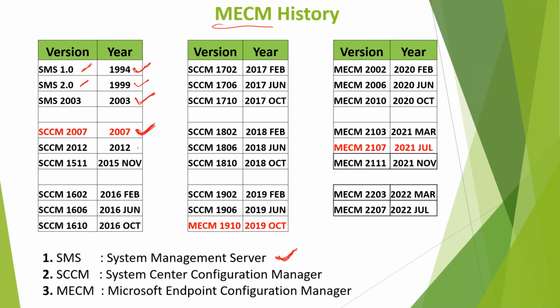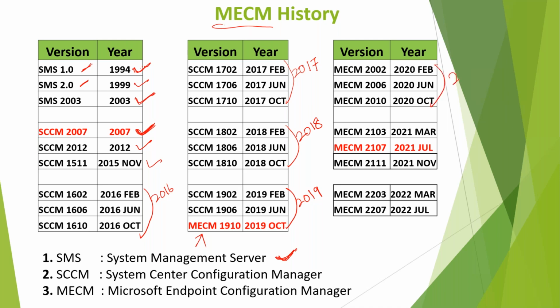So SCCM 2007, SCCM 2012, SCCM 1511, these three versions released in the year 2016. Then these three versions released in the year 2017. Then these three versions released in the year 2018. And these three versions released in the year 2019. But from 19 October, they changed the name again from SCCM to MECM. From 19 October 2019, we don't call it as SCCM. We now calling this product as MECM, Microsoft Endpoint Configuration Manager.